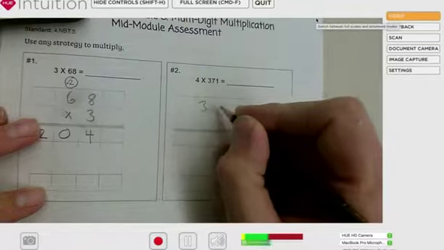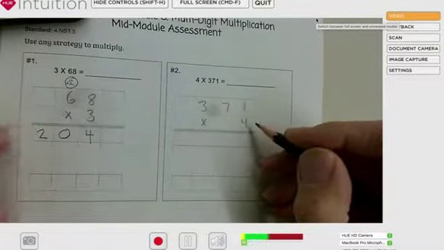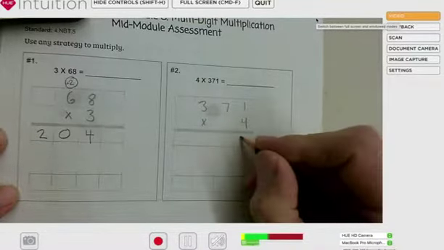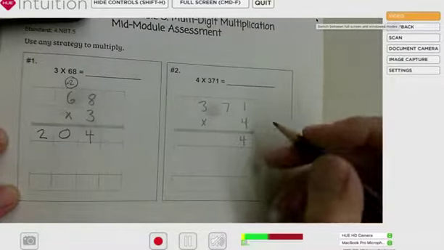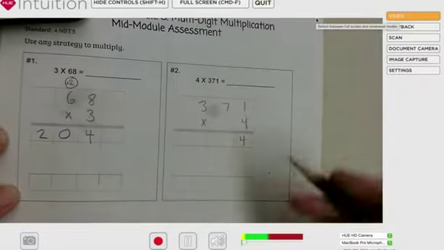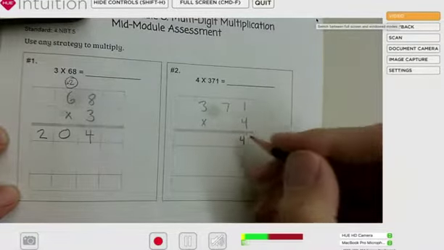371 times 4, okay? The great thing about multiplying by 1 is anything multiplied by 1 is itself. No regrouping, okay? 7 and 4, leaning on the gate, who lives there? 28. Yes, I could have used that, but I didn't, because I know that 7 times 4 is 28. If not, use a multiplication chart.